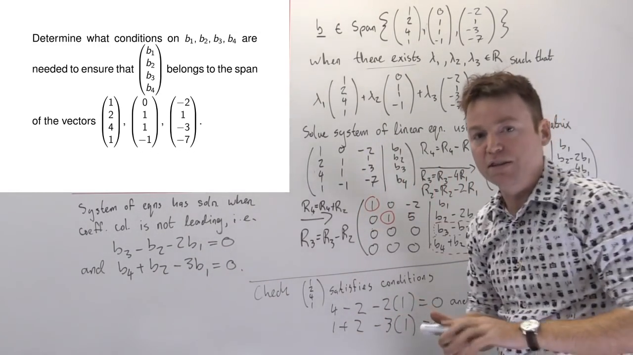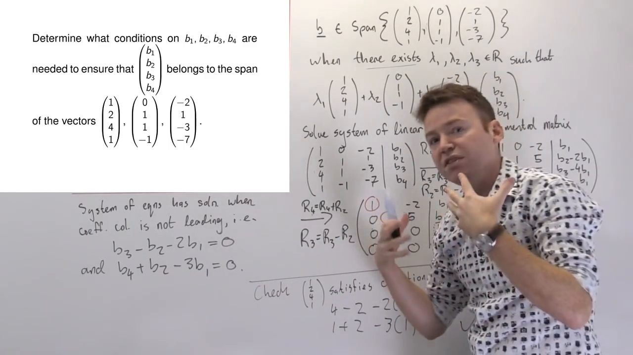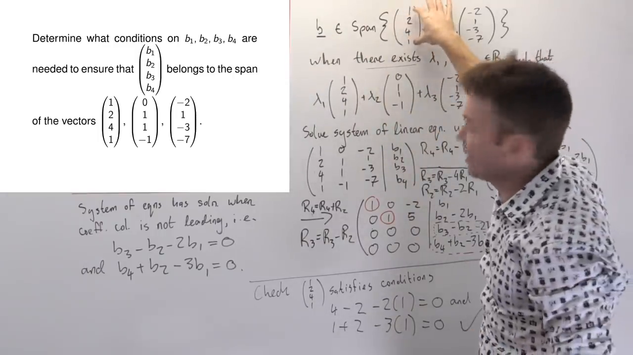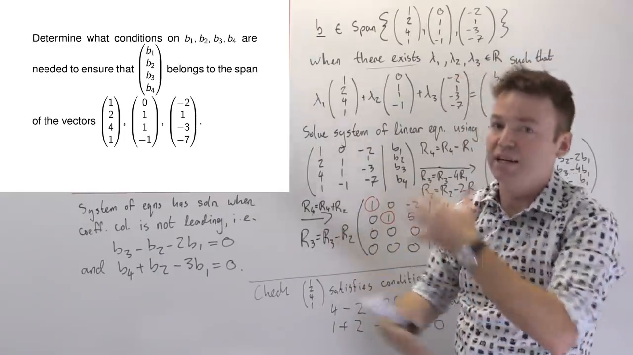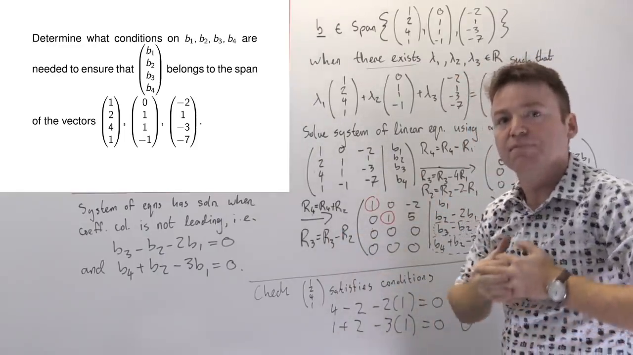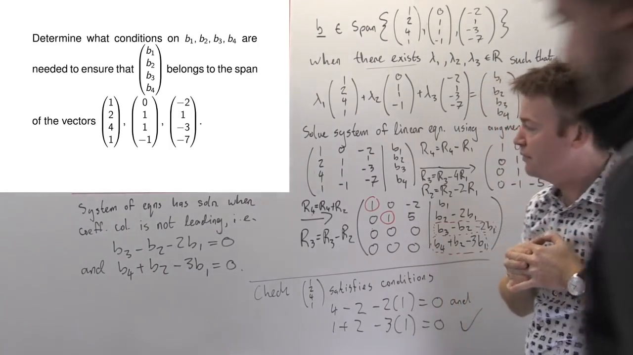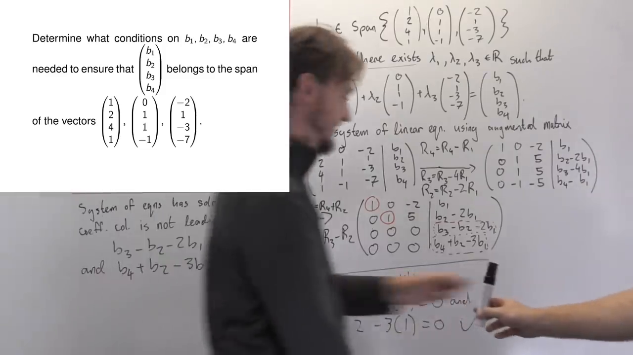So I'm pretty confident at this stage that my conditions do in fact represent the conditions on the B's to be in the span, because I at least checked one thing to make sure that I didn't make any mistakes and get my pluses and minuses mixed up. Right. So yes, this is a long question. It does require a lot of explanation.